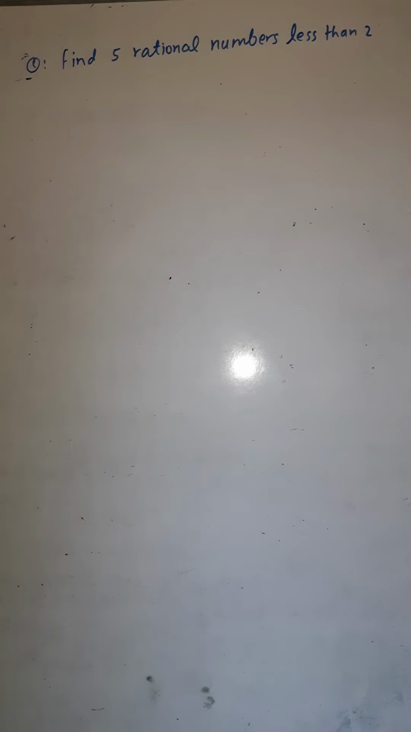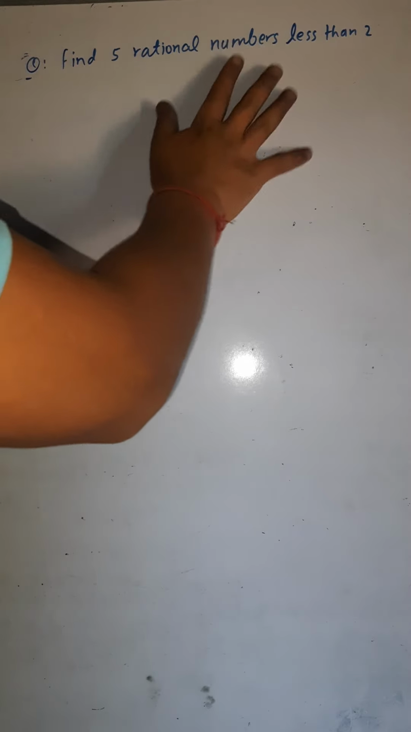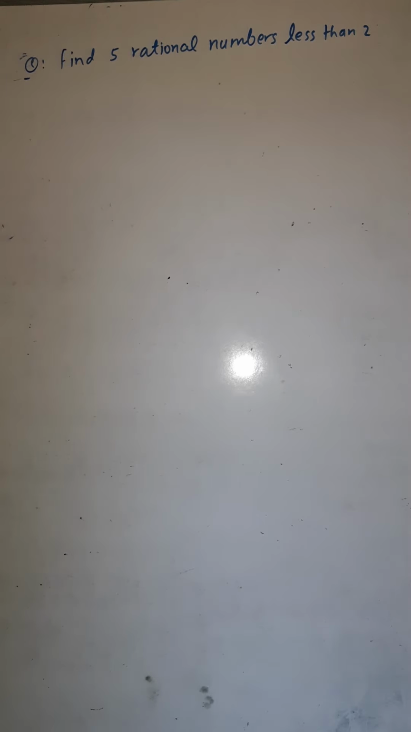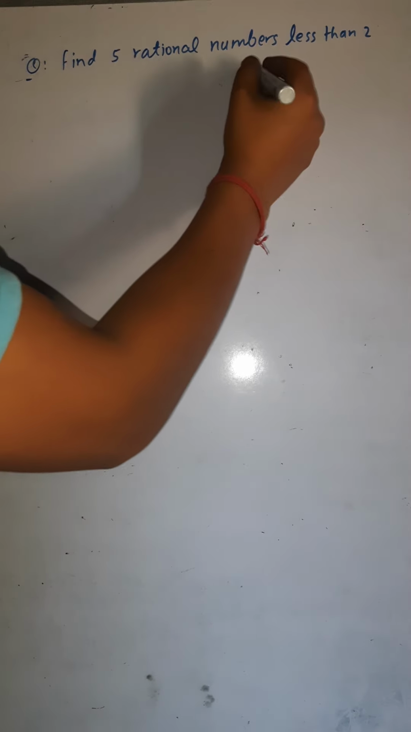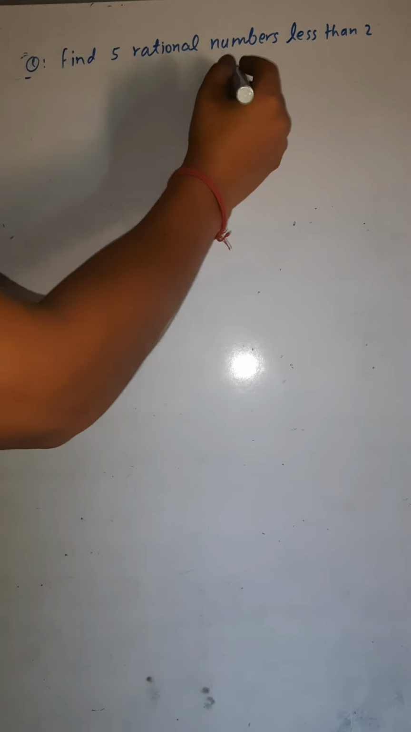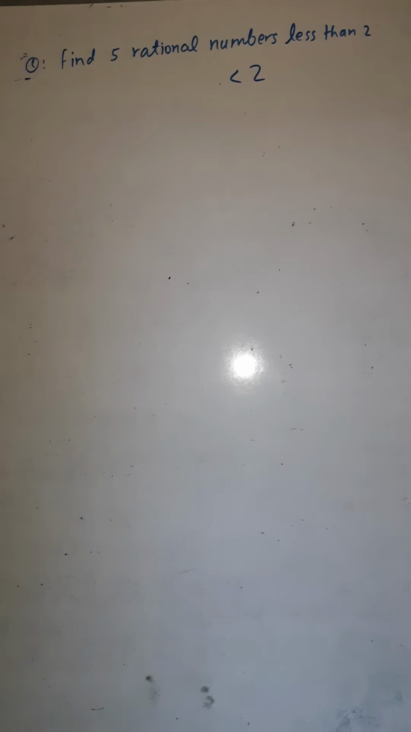This is the next question which I have written on the board here. The question is, find 5 rational numbers less than 2. Less than 2, you have to find 5 rational numbers, means 5 rational numbers which are less than 2.